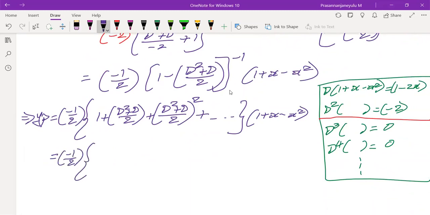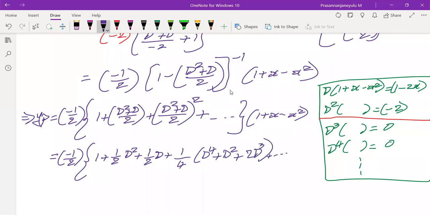Of 1 plus 1 by 2 into D square plus 1 by 2 into D plus 1 by 2 square is nothing but 4 of D square plus D whole square. It is in the form of a plus b whole square. What is a square value? D square whole square is D power 4, plus b square, D whole square, so D square, plus 2ab. 2 into a value is D square, b value is D. So if we multiply a into b, it becomes D cube.